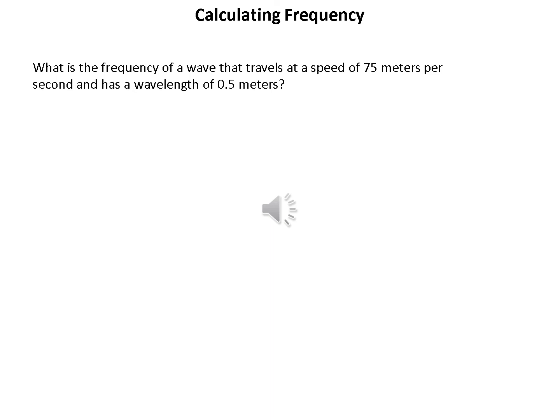Here's another one. What is the frequency of a wave that travels at a speed of 75 meters per second and has a wavelength of 0.5 meters? Once again, we'll use the frequency equation. And we have frequency equals 75 meters per second divided by 0.5 meters. And when we do the math, we get 150 hertz.